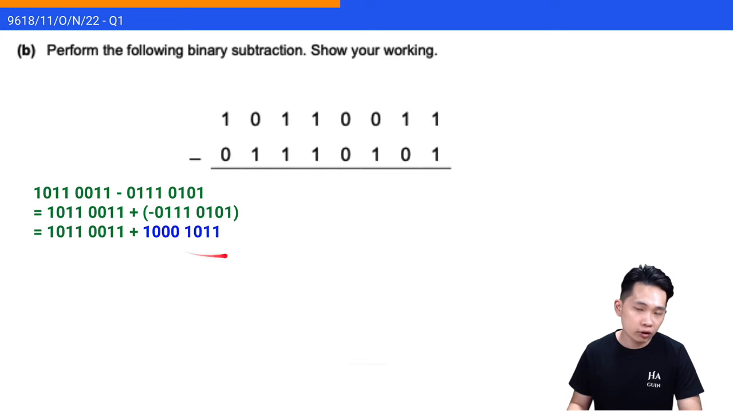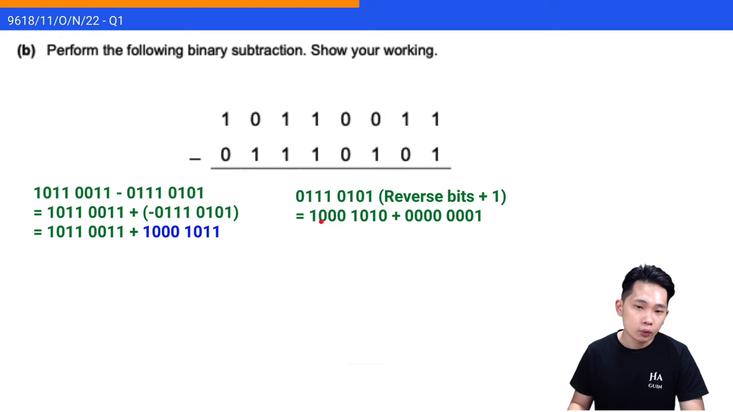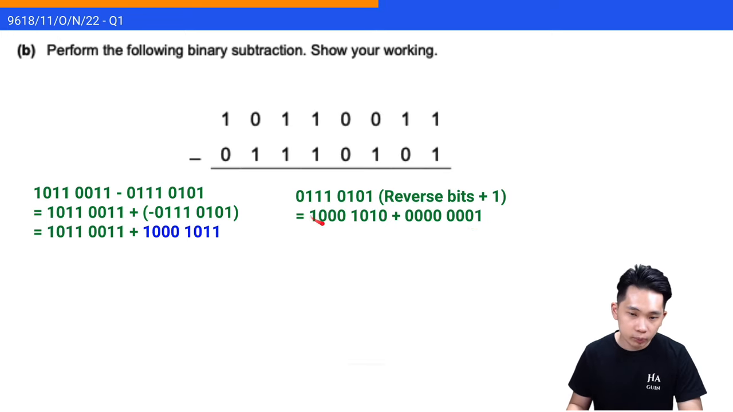To get into this blue form, you are converting this number into 2's complement. To do that, you just reverse the bits and add 1. First of all, you reverse all the bits here, so you will get 1000001 plus 0000001, because you have to add 1 to get the full 2's complement form. So this is the 1's complement form, and then the final answer here will be the 2's complement form. So this is how you get into this blue form here.